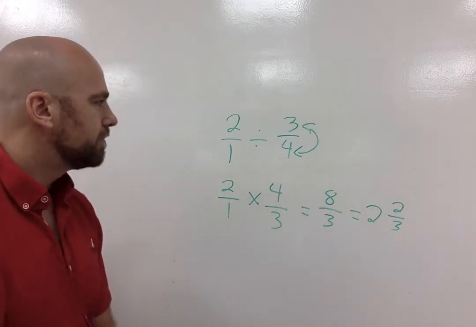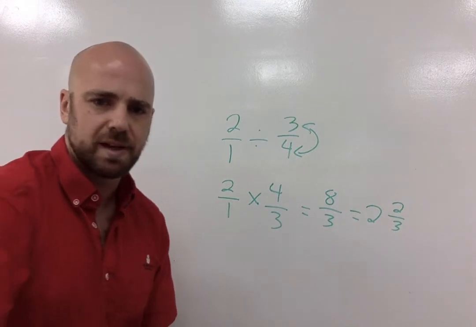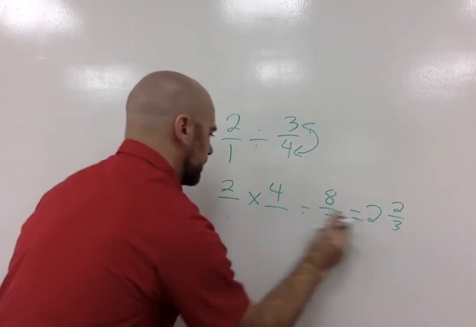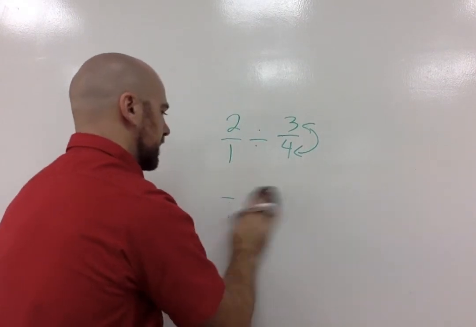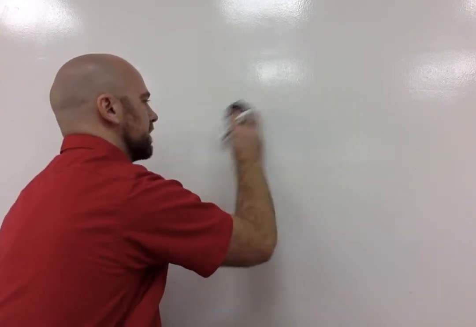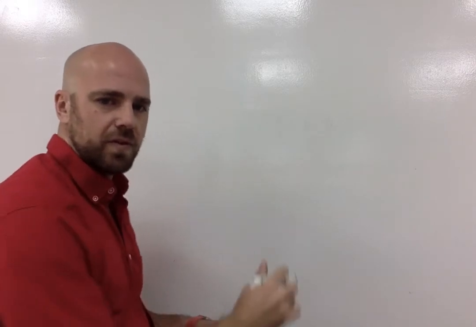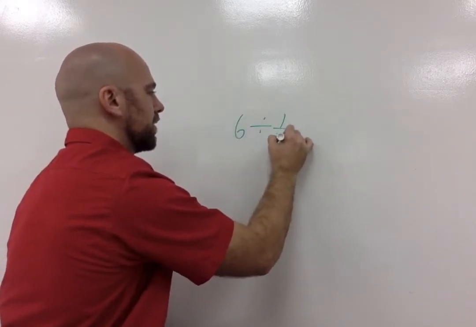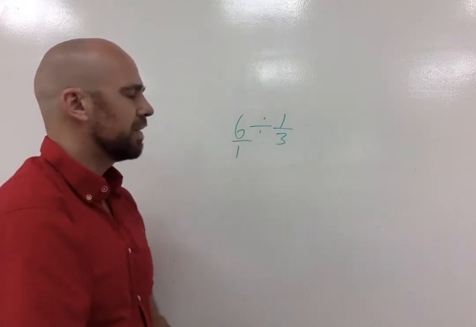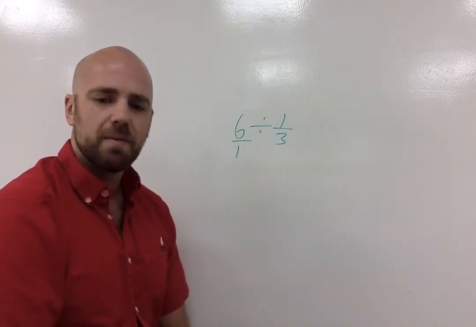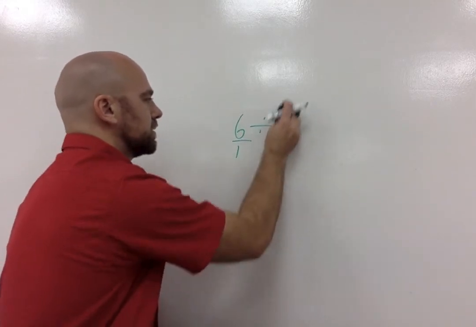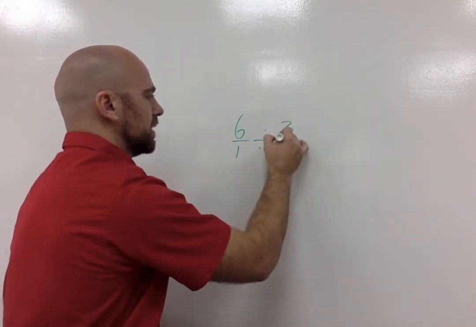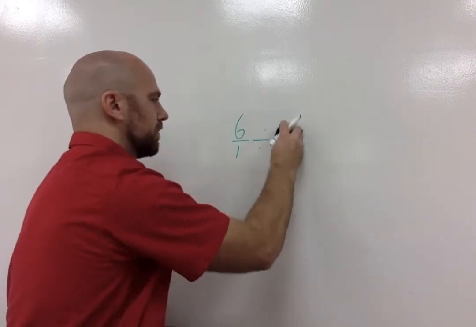Okay, let's look at another example. Let's look at this example. So if we've got something like 6 divided by 1/3, I'm going to make this a fraction. 6 over 1 divided by 1/3.